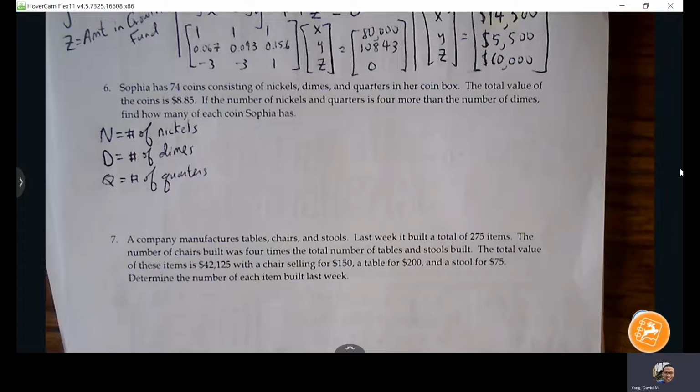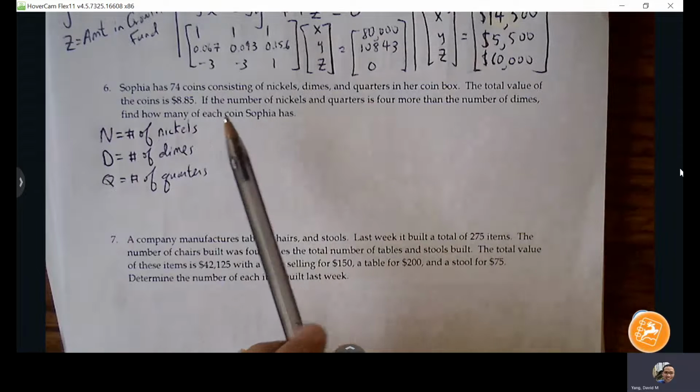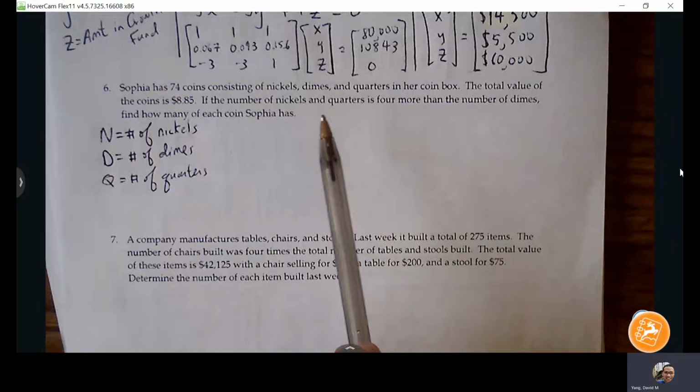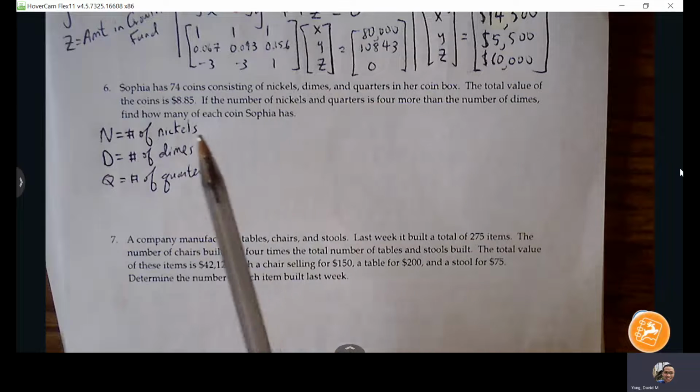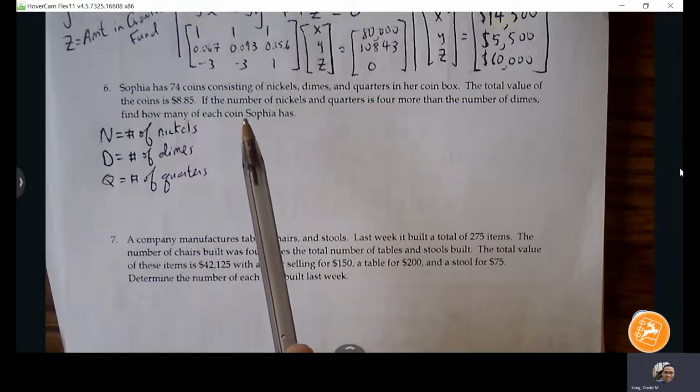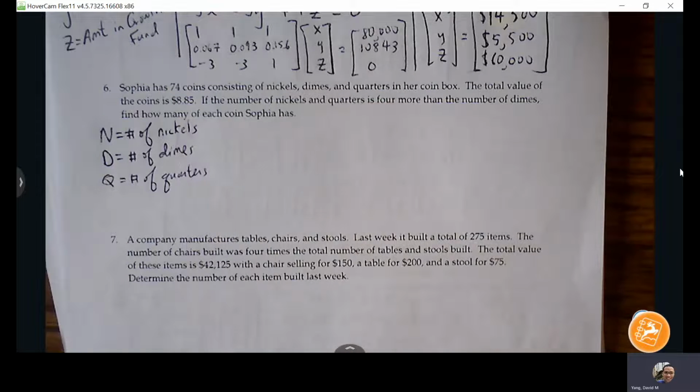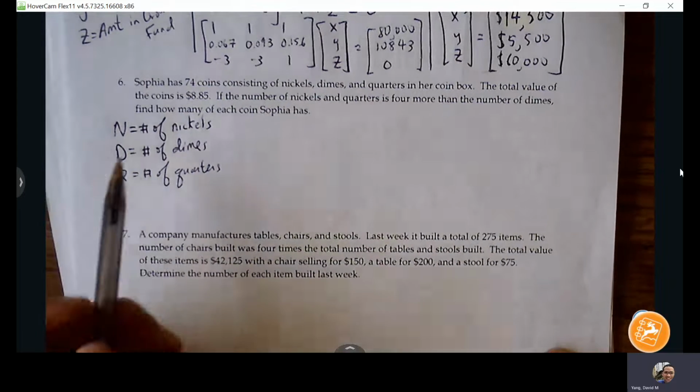Okay, so let me read the question here. Sophia has 74 coins consisting of nickels, dimes, and quarters. The total value of the coins is $8.85. If the number of nickels and quarters is 4 more than the number of dimes, how many of each coin does Sophia have? So we start off with the easiest equation here.